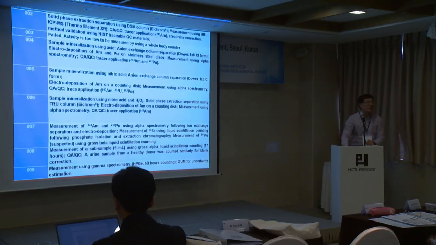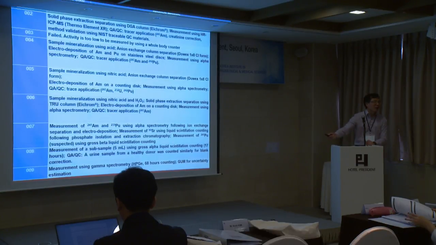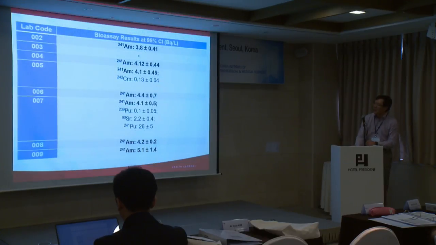The majority of labs use alpha spec, the traditional method. This is not surprising because the majority of the participant labs come from Europe. They really like alpha spec. One lab used gamma spec and did a long counting, which is fine, but with large uncertainty. I will show you here. All these numbers are not too bad, except for one lab that could not get any number because they used a whole body counter. They cannot give any number for this.